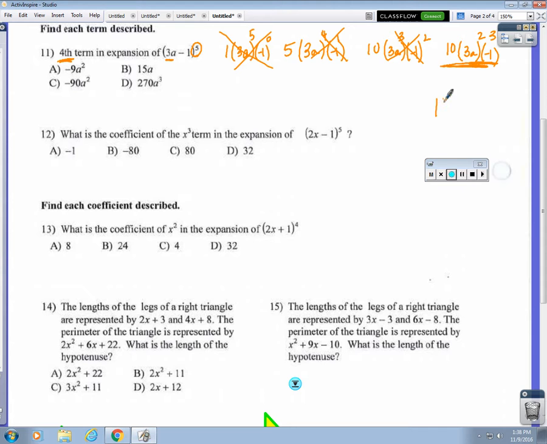So, I have a 10 times (3a) squared, which becomes what? 9a squared. Isn't 3 squared 9 and a squared is a squared? So don't forget that 3 needs to get squared and the a needs to get squared. And then what's negative 1 cubed? Negative 1. Anytime you have a negative number raised to an odd exponent, it's going to stay negative. If it's raised to an even number exponent like 2, 4, 6, 8, it'll go positive. Now what does all that become when you multiply it up? Negative 90a squared, so that would be C. Okay, I'm going to give you a couple of minutes to try 12 by yourself.